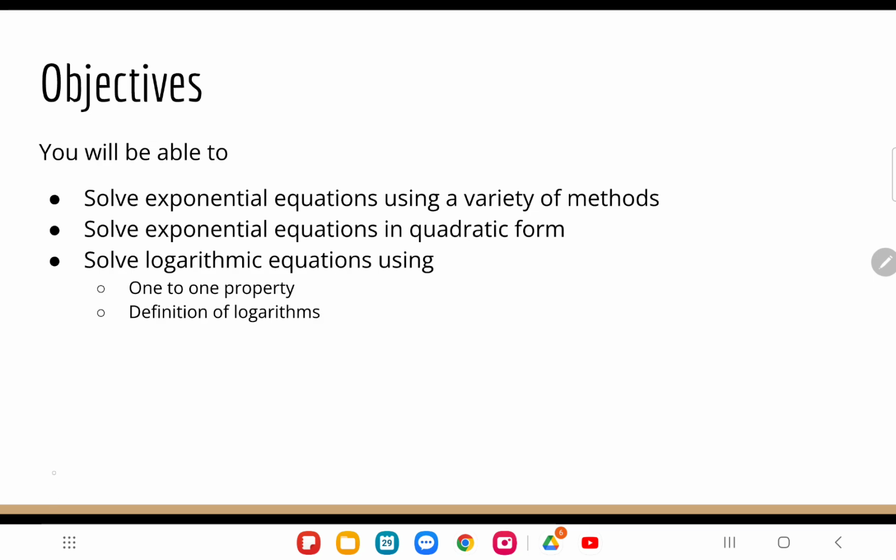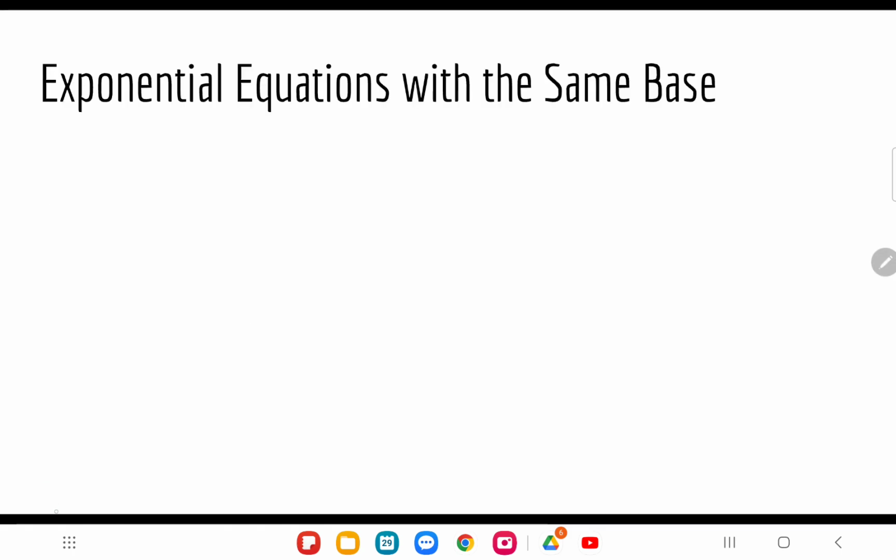Let's get started. At the end of this video, you will be able to solve exponential equations using a variety of methods, including solving exponential equations in quadratic form, and you'll also be able to solve logarithmic equations using the one-to-one property, and exponential and logarithmic equations using the definition of logarithms.